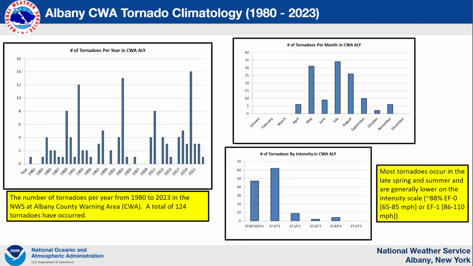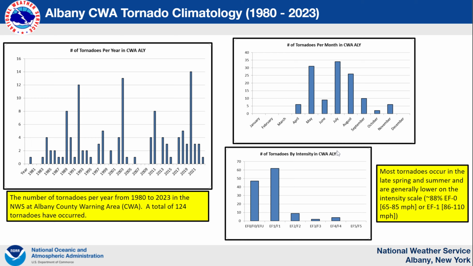A record number occurred in 2020 with 14 in the Albany forecast area. If you look at how many per month, the majority occur in the late spring and summer. The most occur in July typically, but also a fair amount in May and August. This doesn't mean you can't have them in June. It's just, looking over this 44-year time frame, it's been heavy in May, June, and July. They also are still possible in the cool season, especially in the shoulder season of the fall.